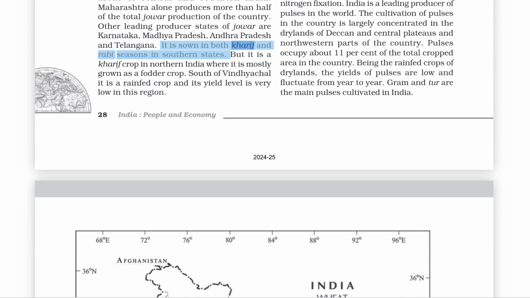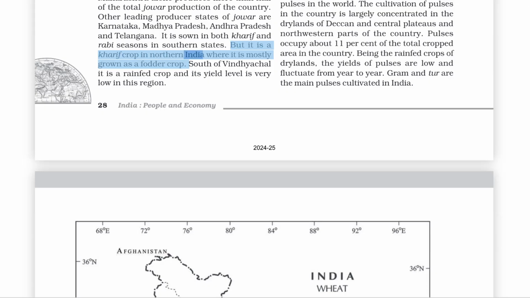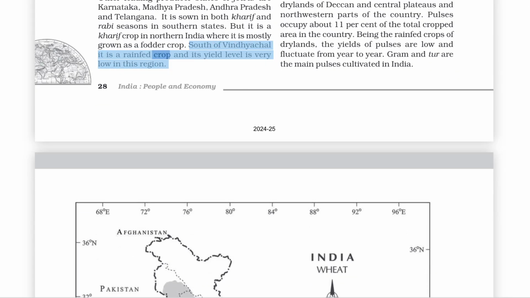It is sown in both Kharif and Rabi seasons in southern states. But it is a Kharif crop in northern India where it is mostly grown as a fodder crop. South of Vindhyachal it is a rain-fed crop and its yield level is very low in this region.